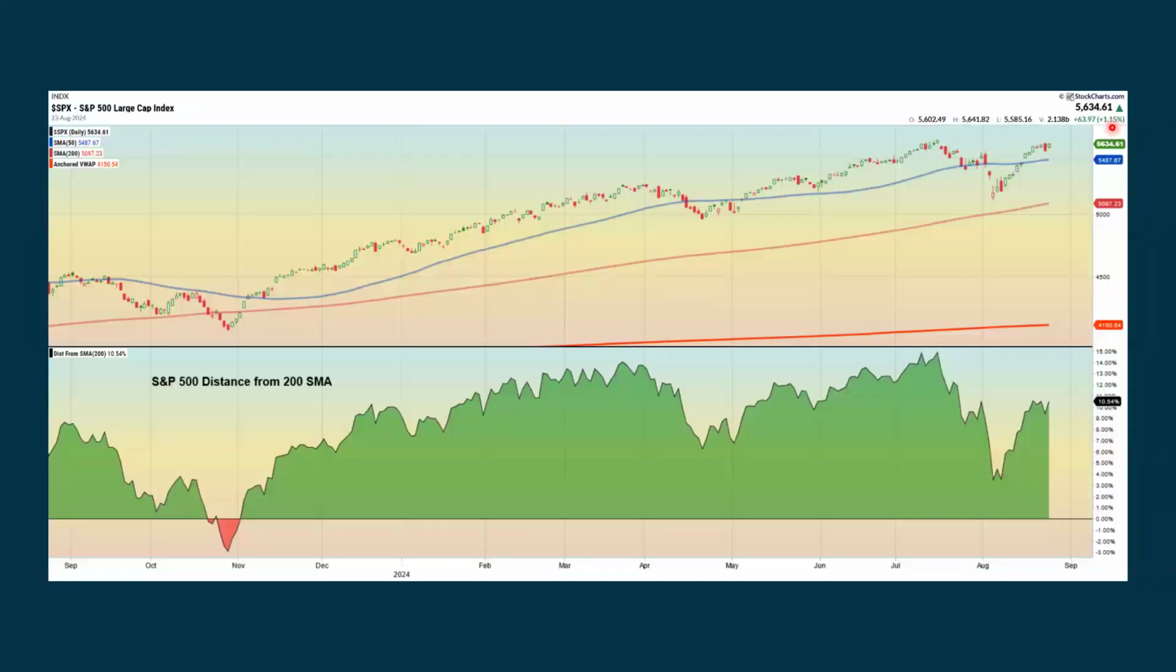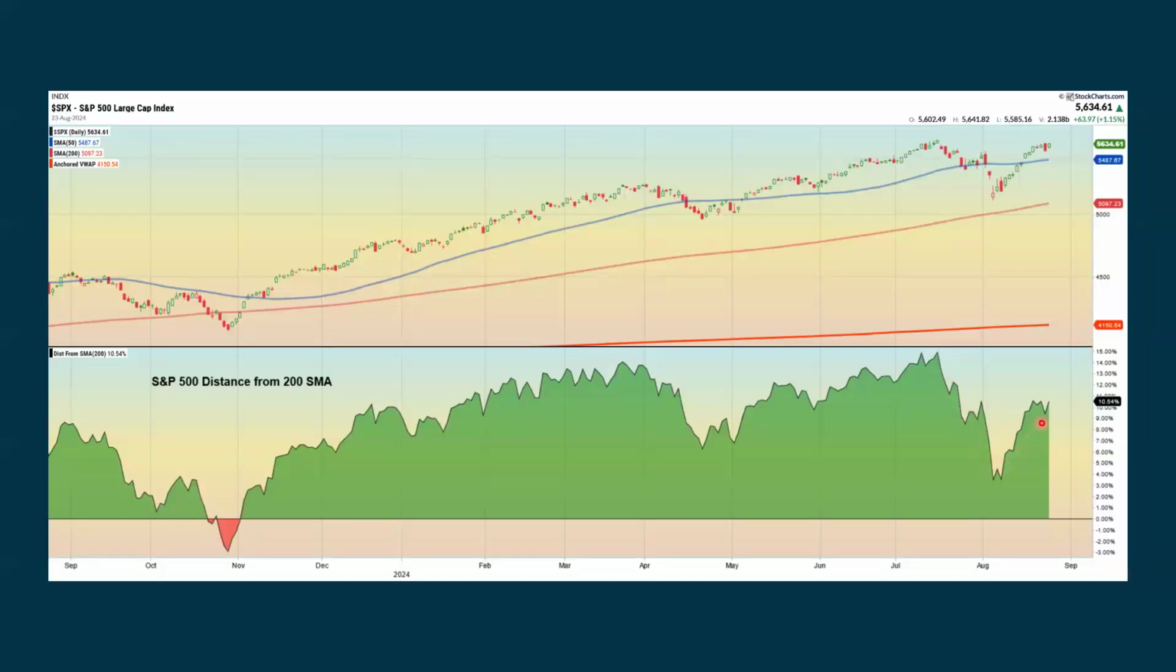Then we want to keep an eye on the distance from the 200 period moving average to current prices. If you notice, when we get up to a high reading, anywhere from 14 to 15%, a lot of times that can signal that maybe we're getting a little too far away from the 200-day moving average. We had that happen in July where we were up over 15%, and then we saw the decline going into August.